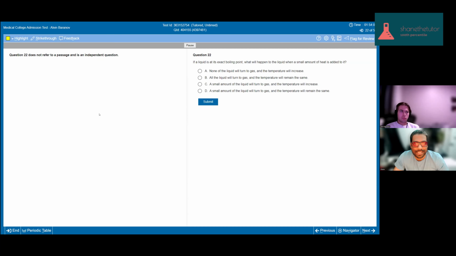But okay, the liquid is at its exact boiling point. Yeah, this is a good one. What will happen to the liquid when a small amount of heat is added to it? So like those graphs like this, with heat being added and temperature here. Something like this means as we add heat, the temperature increases, and temperature is defined as the average kinetic energy of the molecules.